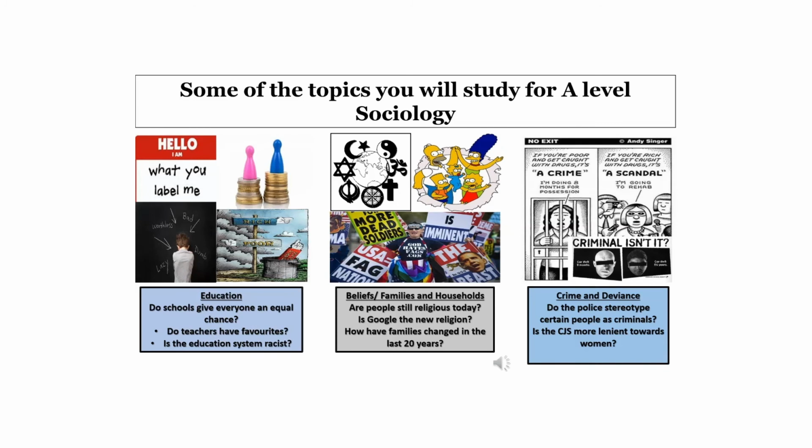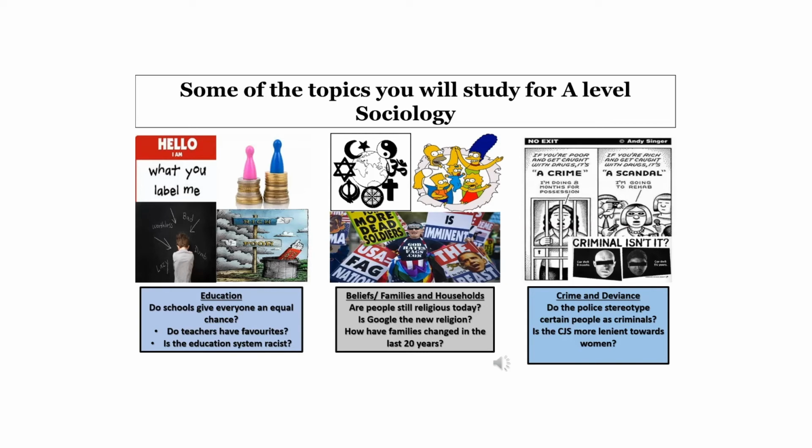Now you're probably wondering, when I say institutions, what on earth are those? But don't worry, in sociology, again, these are things that we're going to go through in a lot more detail. But institutions are things like the education system, religion, the media, also the criminal justice system, and we're looking at all of these very critically in sociology.